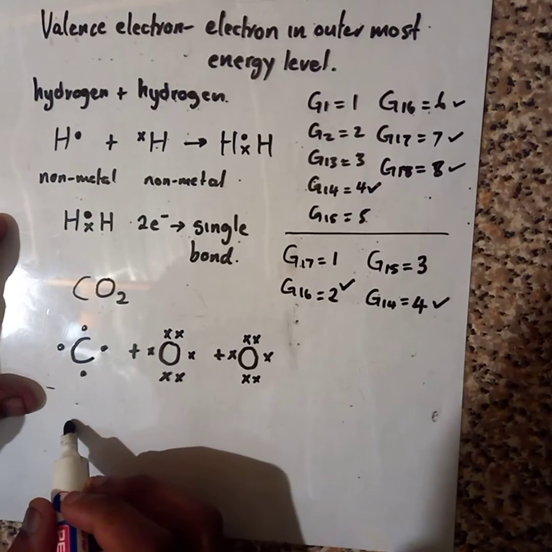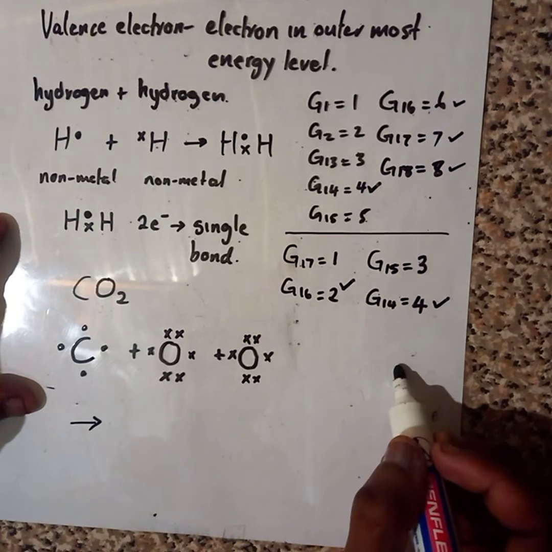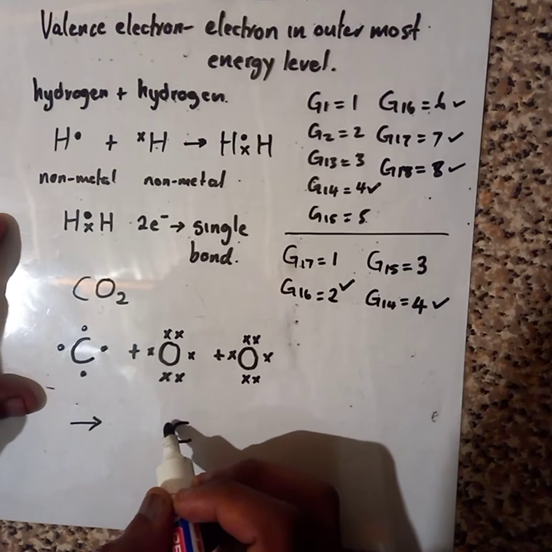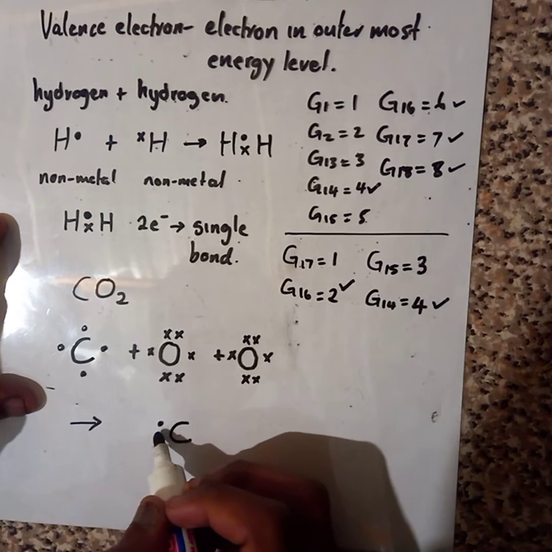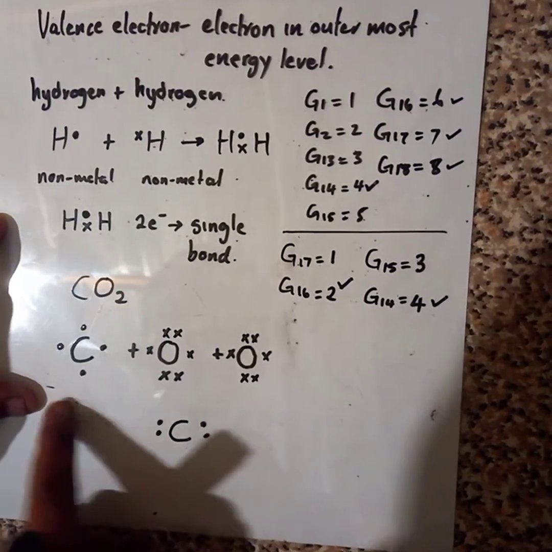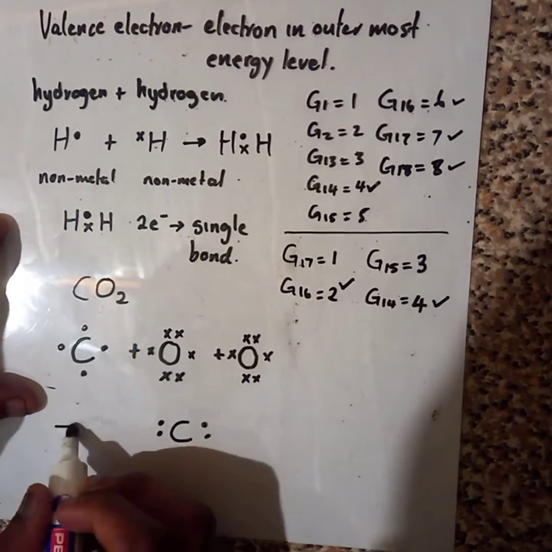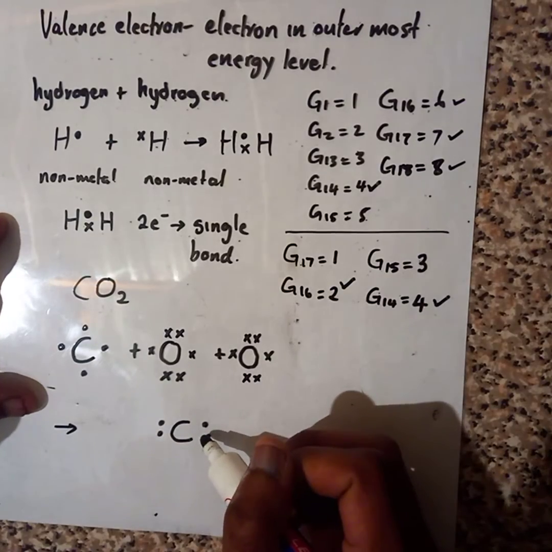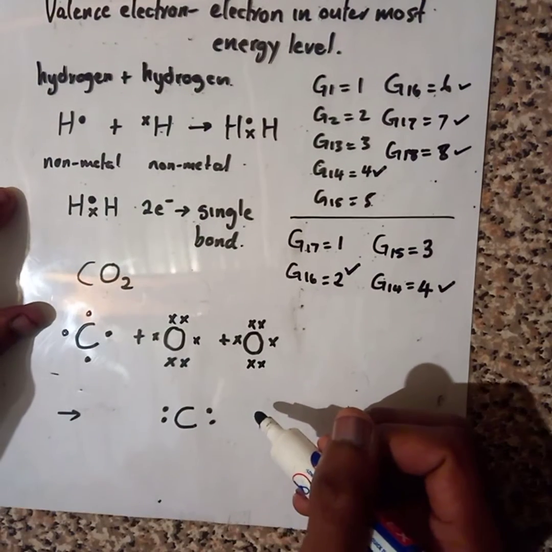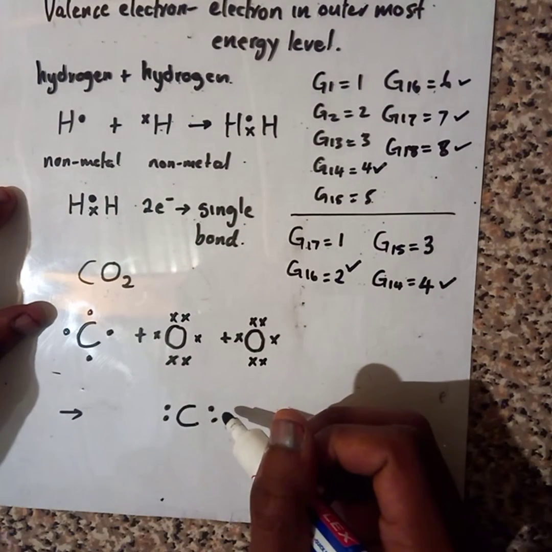Then okay, let me write here. I don't have much space here. Then it's going to be C. Then let me put 2 of each like this. You see, then it has to satisfy what? An octet rule. You see, it has to satisfy an octet rule.